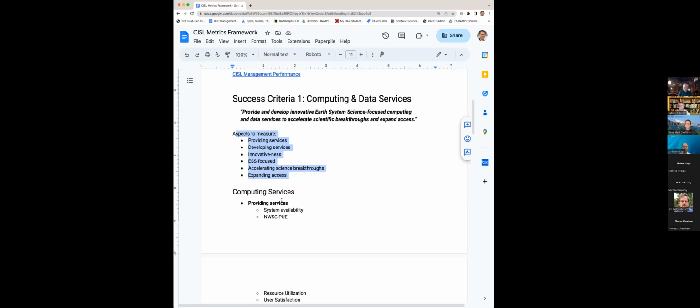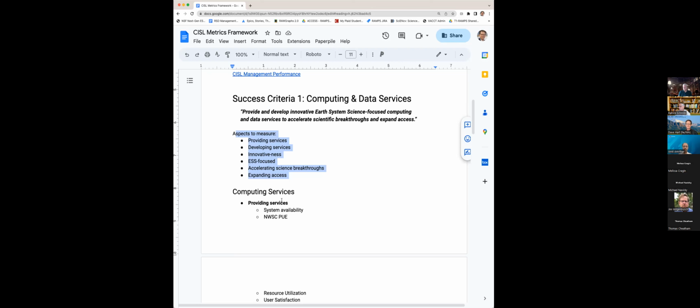But how else is the system focused toward the Earth system sciences? How do we measure that? How do we measure those kinds of aspects of the system, which reflect our value as a national center, as opposed to, say, how do we add value to campus centers where researchers may be doing their work? We're working through this now.